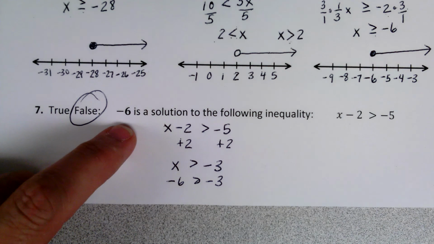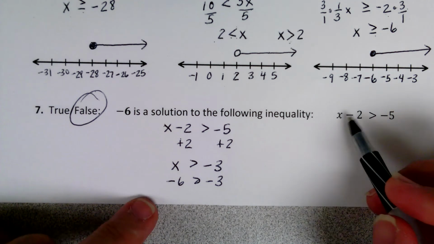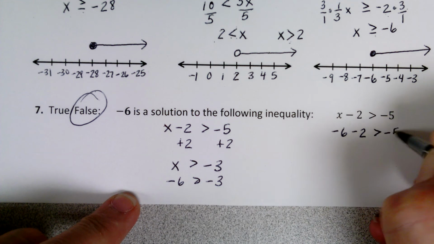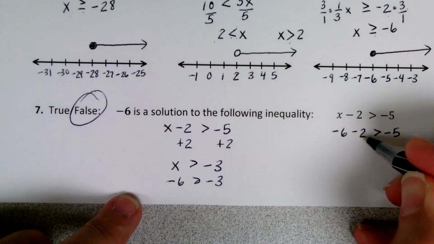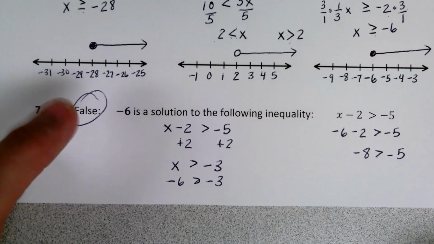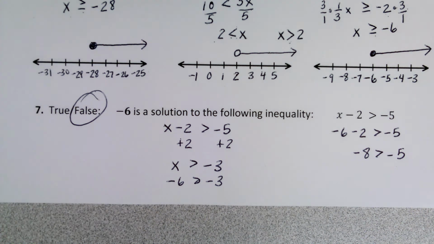I could also have put -6 in this inequality. -6 minus 2 greater than -5. A -6 and a -2 is a -8. And would this be true? No, it's false. So you could have solved it 2 ways. So that is how we solve and graph simple inequalities.